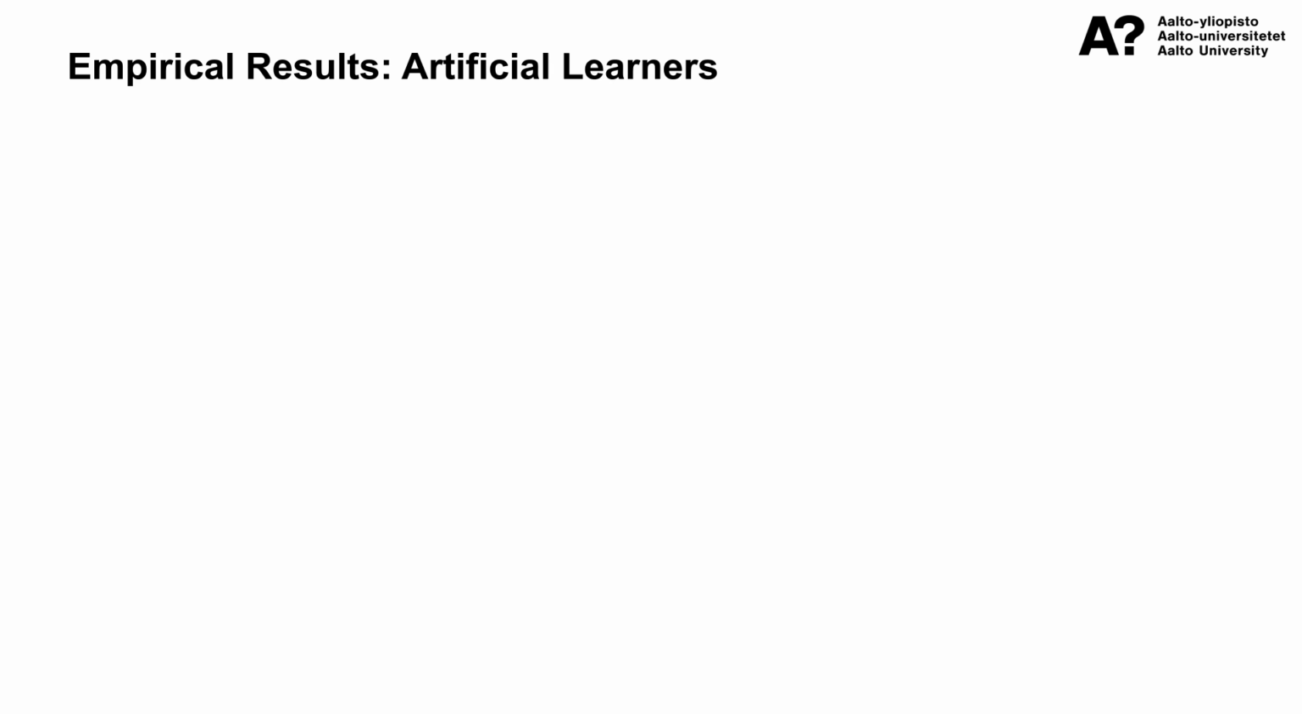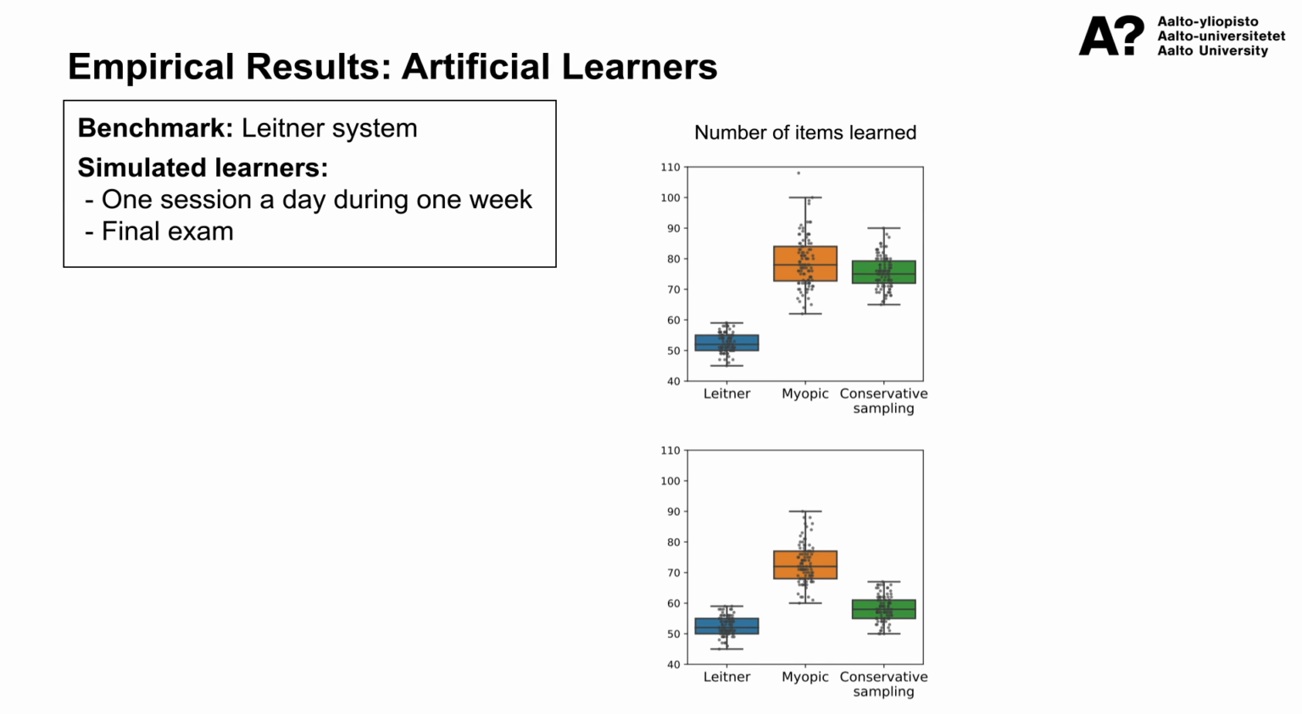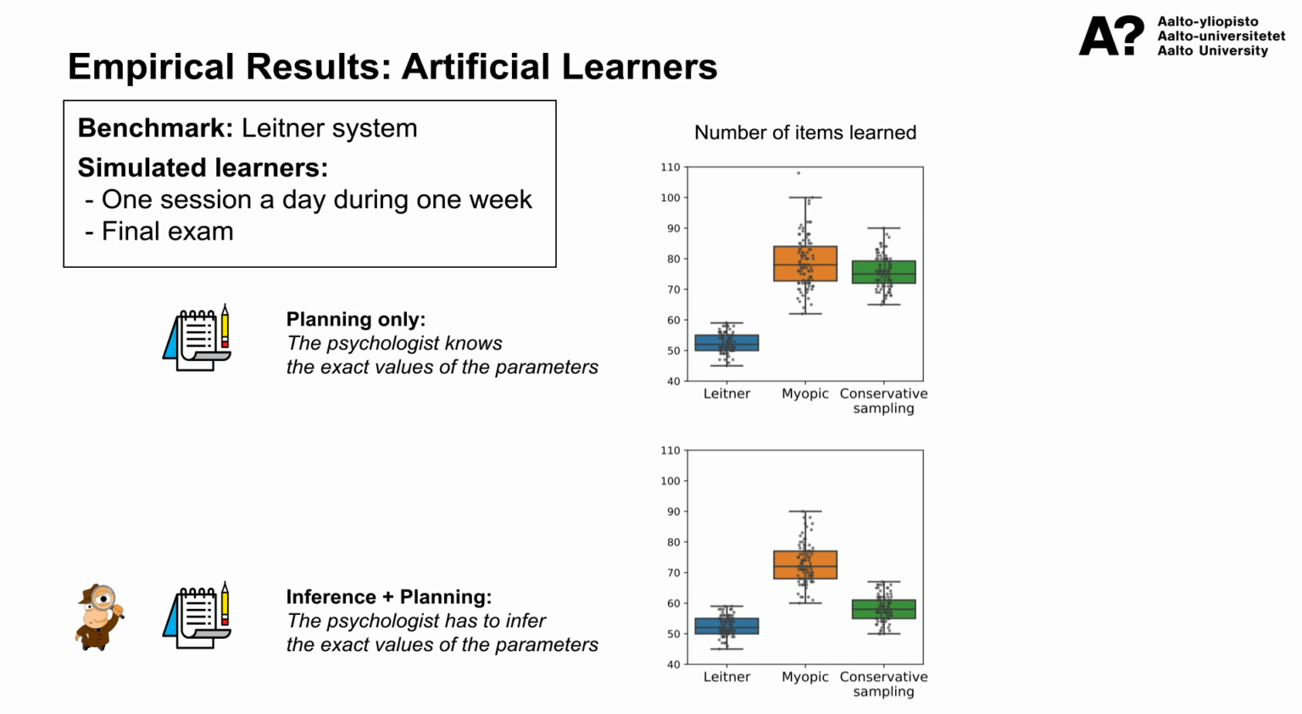For the empirical evaluation, we compared our implementations to the Leitner system, a rule-based system which is currently an industrial standard. We first tested our methods with simulated learners under similar conditions as human learners. Each agent participates in one session a day for 1 week, followed by an exam. We observe that our methods globally outperform the number of items learned by the Leitner system, be the parameters known in advance or inferred by the psychologist.